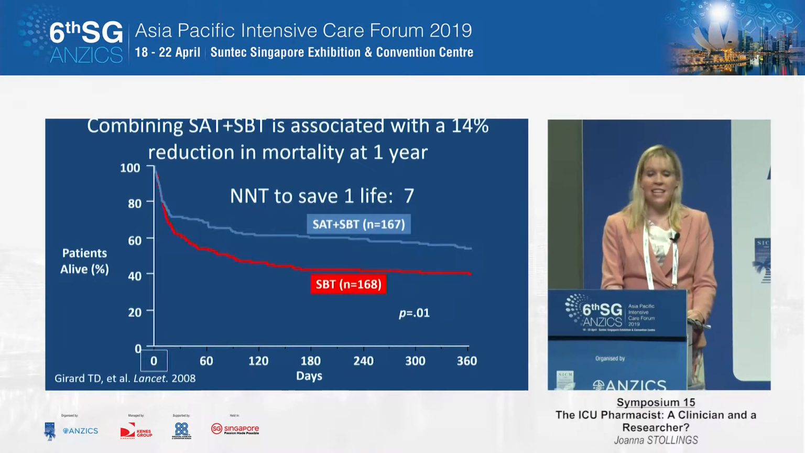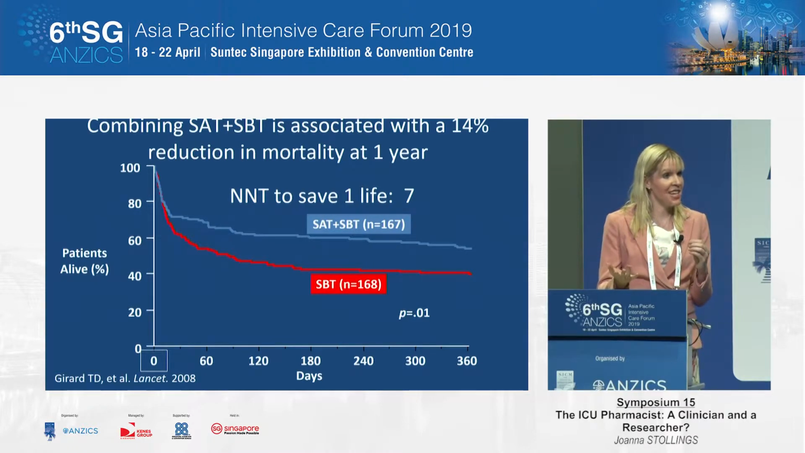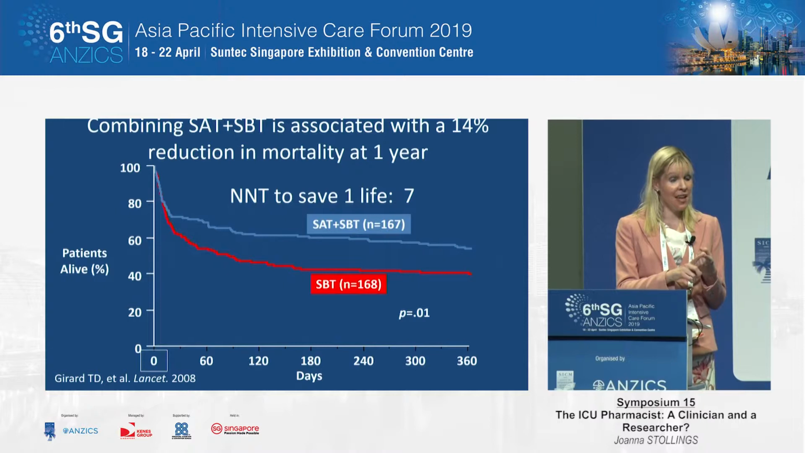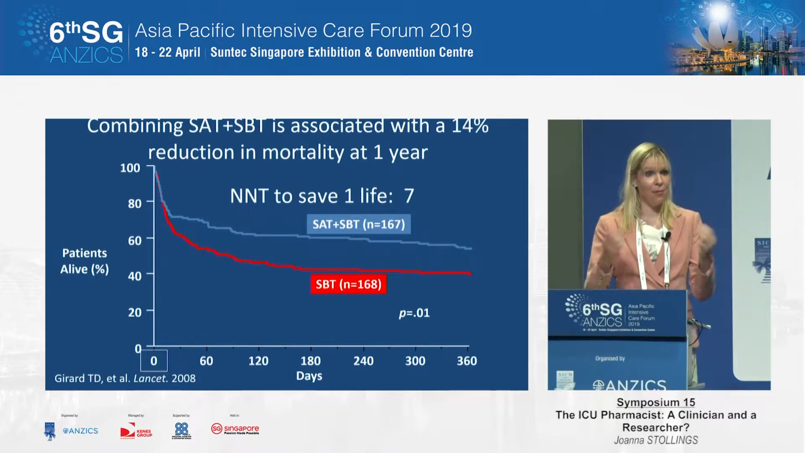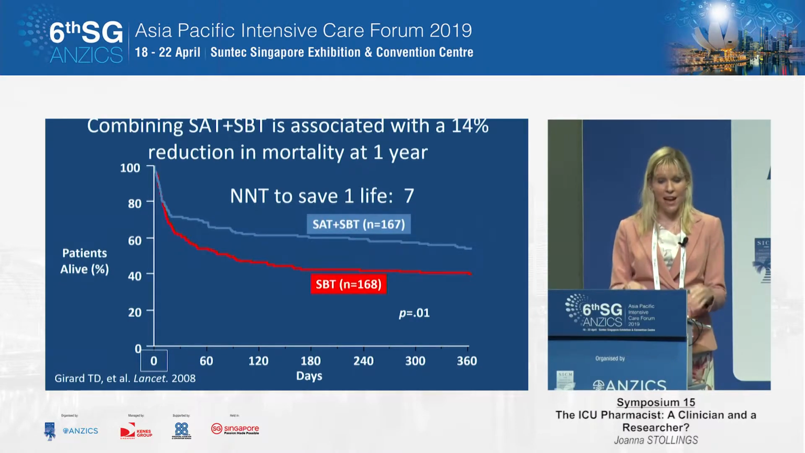And as you can see here, patients that had the combined SAT and SBT had a 14% reduction in 1-year mortality. They also spent 3 fewer days on the vent and 4 fewer days in the ICU as well. And the number needed to treat was only 7 patients. So we as allied healthcare practitioners can have a major impact just by turning off patient sedation and analgesia and doing spontaneous breathing trials when appropriate every day.